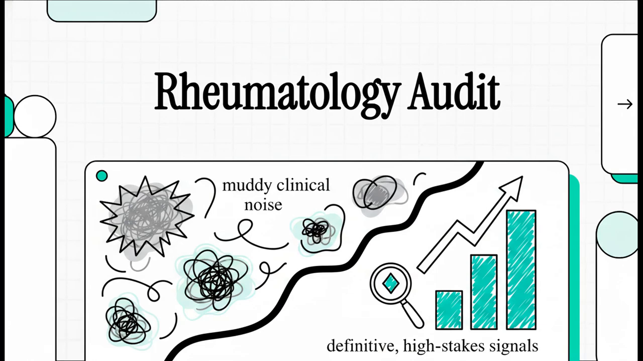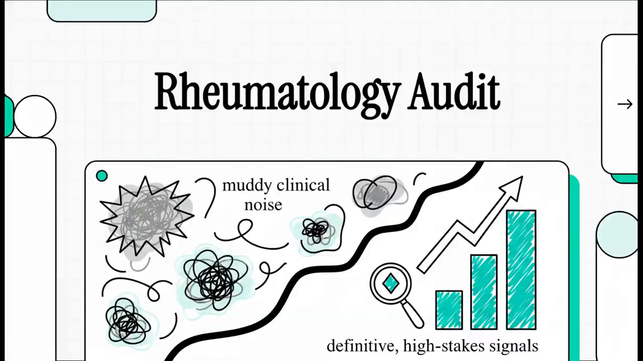All right, let's just dive right into this explainer. Today, we're building a totally fail-proof audit framework to cut straight through the notoriously muddy clinical noise of rheumatology. You know the drill. A patient presents with a bunch of vague overlapping symptoms, and it is incredibly easy to get distracted by the loudest complaint. But today, we're acting as clinical auditors. We are going to literally separate the meaningless noise from the definitive high-stakes signals.